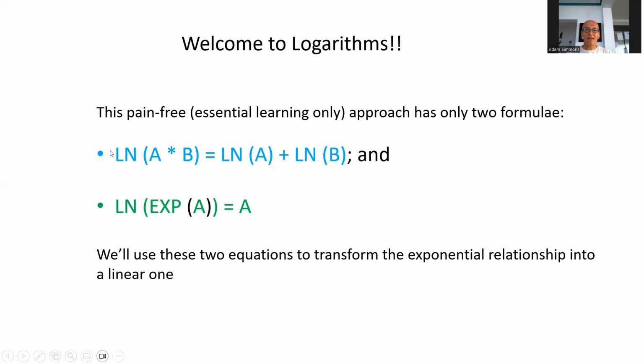The first one is that the logarithm of a times b is the logarithm of a plus the logarithm of b. And the second equation states that the logarithm of the exponential of a is just a itself. So in other words, logarithms and exponentials are inverse functions of each other. I hope you're with me so far, because now we're actually going to do the algebra, which is generally not that difficult. Please believe me on that.